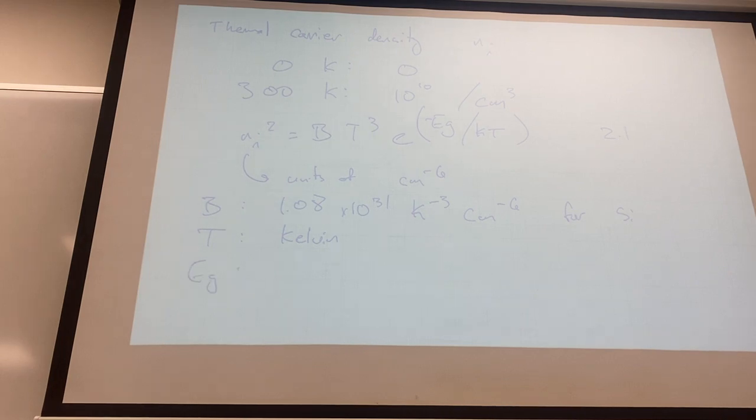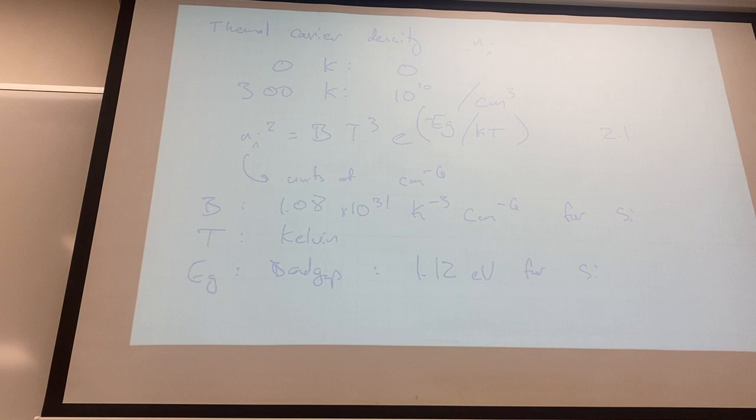E sub G, that's the band gap energy. That is, we're going to say 1.12 electron volts for silicon. That's how much energy it takes to hop layers from valence up to conduction. How much effort does it take? Obviously, with a much larger band gap, the likelihood of there being a thermal carrier that pops up to conduction is going to be a lot lower because it needs to randomly get a larger amount of energy.